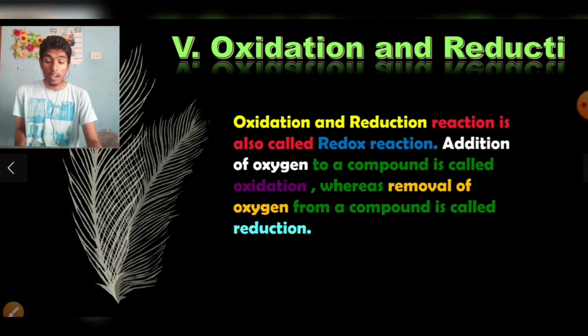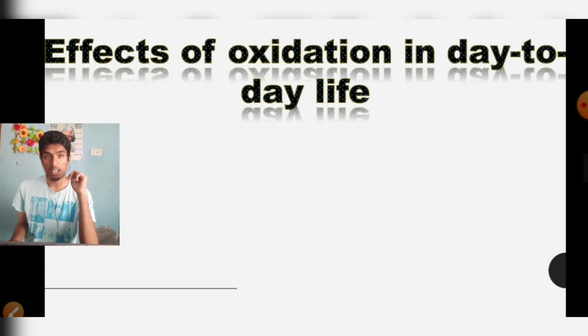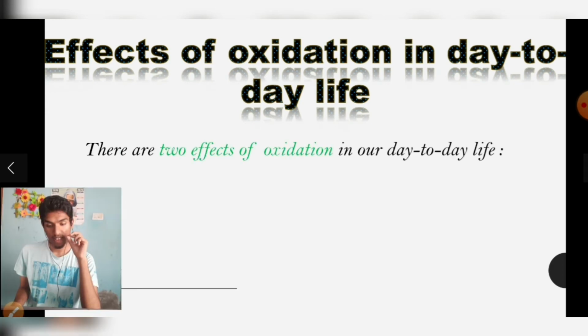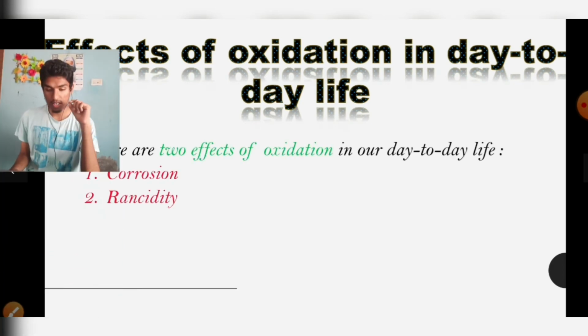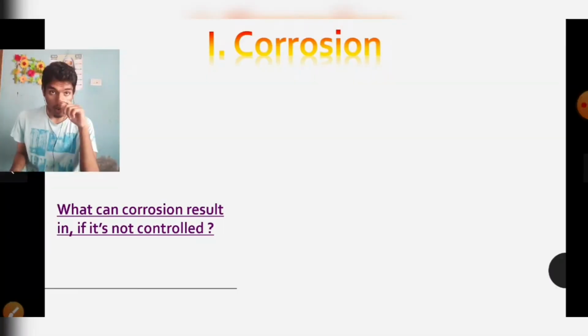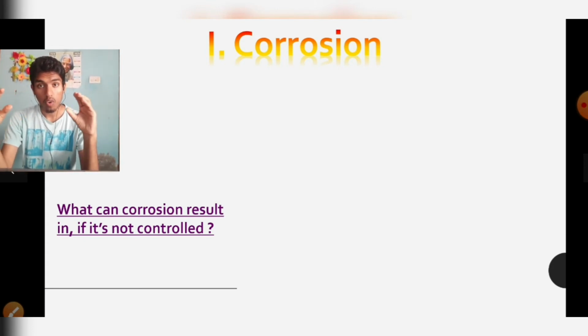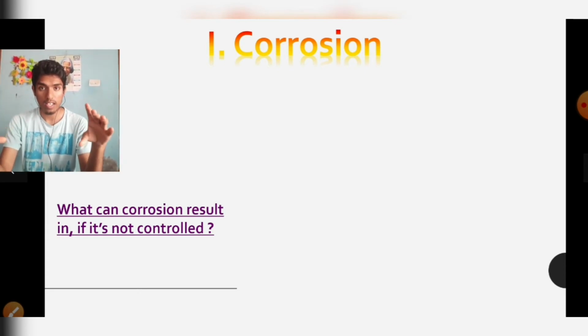So where can we find day-to-day examples of oxidation? There are two effects mainly which we can see in our day-to-day life, which are corrosion and rancidity. Now let us see what these two are. Corrosion, corrosion, you might have heard this word somewhere. So what does corrosion mean? Corrosion means the deterioration of metal due to the exposure of the metal to oxygen or moisture or acid or anything else that can destroy the metal surface.